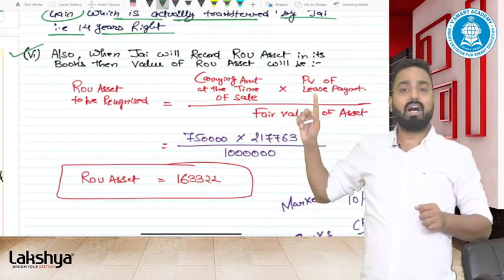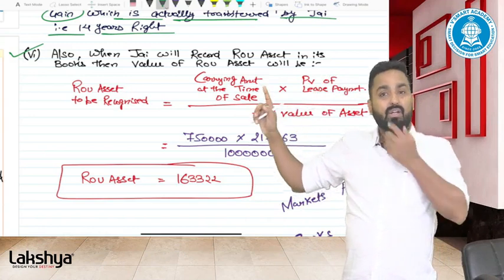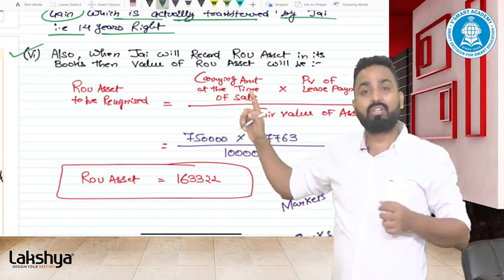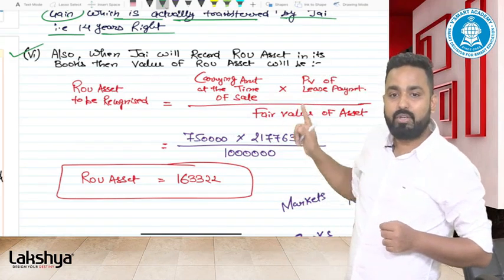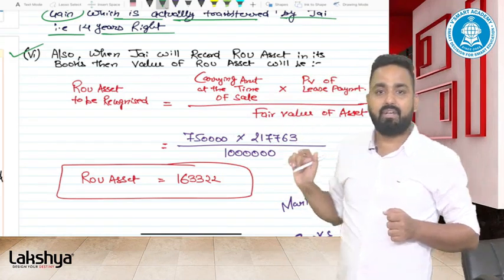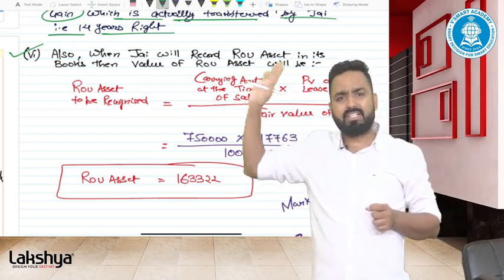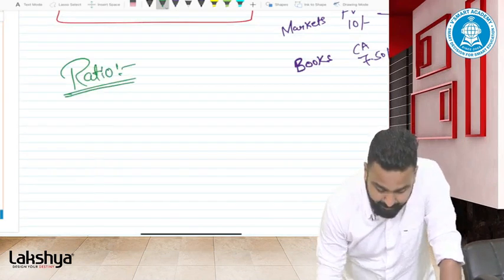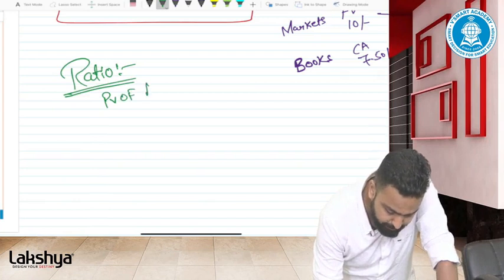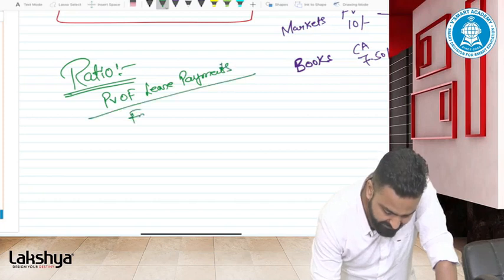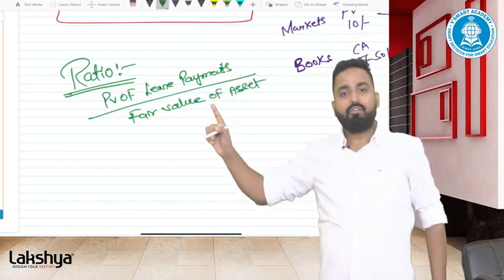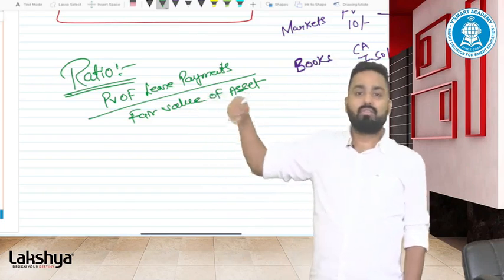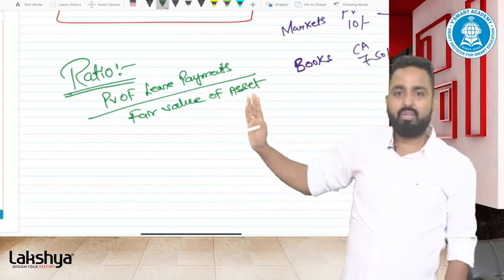The ROU should be booked from the total carrying value of the sold asset in the proportion of present value of lease payment divided by fair value. First of all, before discussing the sixth point, there is a ratio you need to understand, because we will use this ratio every time: present value of lease payment divided by fair value of asset.